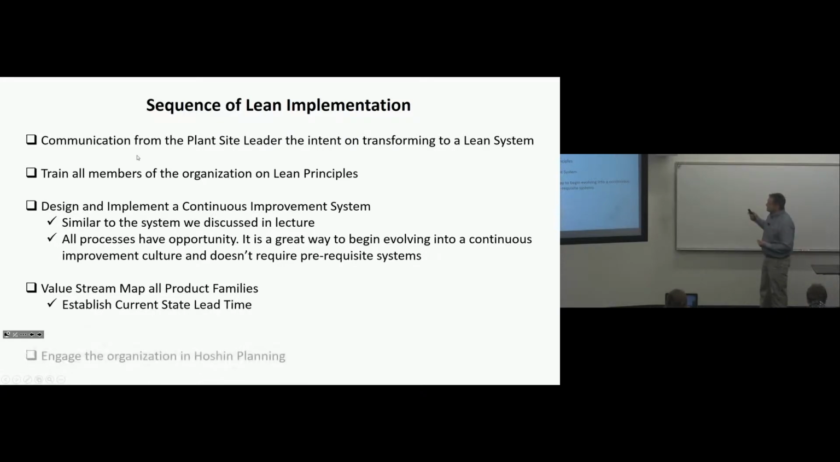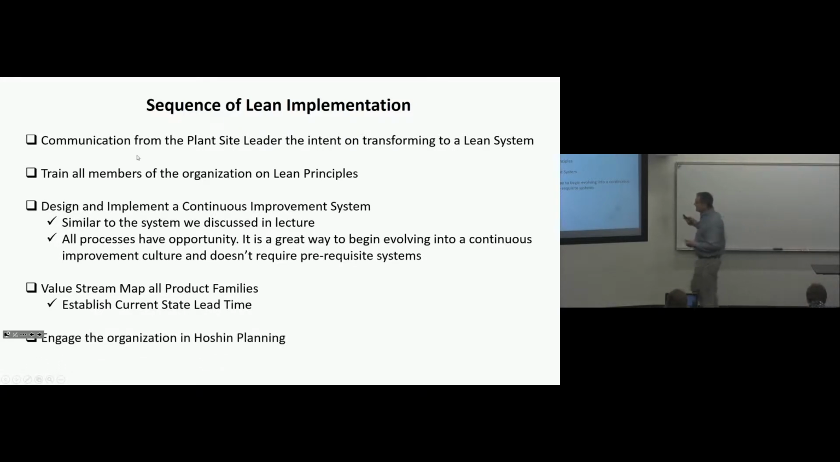So establish your current state, lead times, and then engage the organization in Hoshin planning. Remember Hoshin planning? Again, the why, right? It's the vision of the company. That's where we develop the vision. Who do we want to be in 5 years? Why are we even here? What is our purpose? It's back to that why thing again.